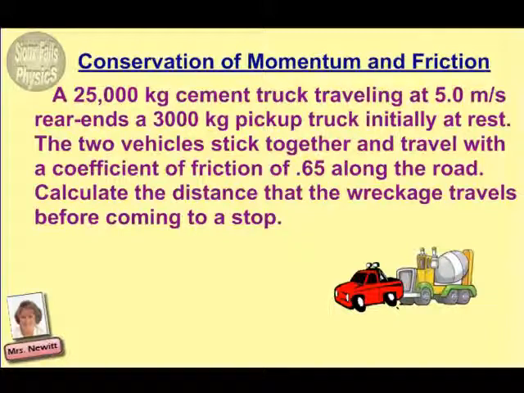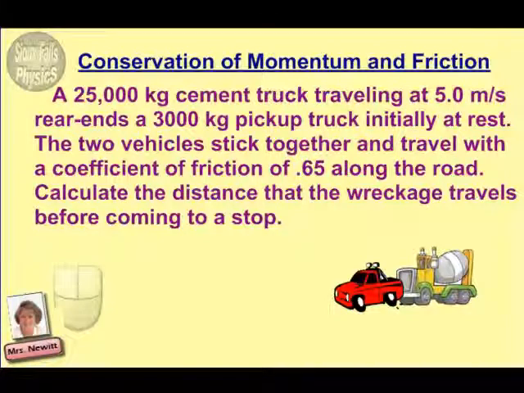This is another one of those very frequent combination type problems. We have our collision, a cement truck traveling at a certain velocity runs into a pickup truck, and then we also have a portion of this problem that's going to deal with energy. It says the two vehicles stick together and travel with a coefficient of friction of 0.65 along the road. Calculate the distance that the wreckage travels before coming to a stop.